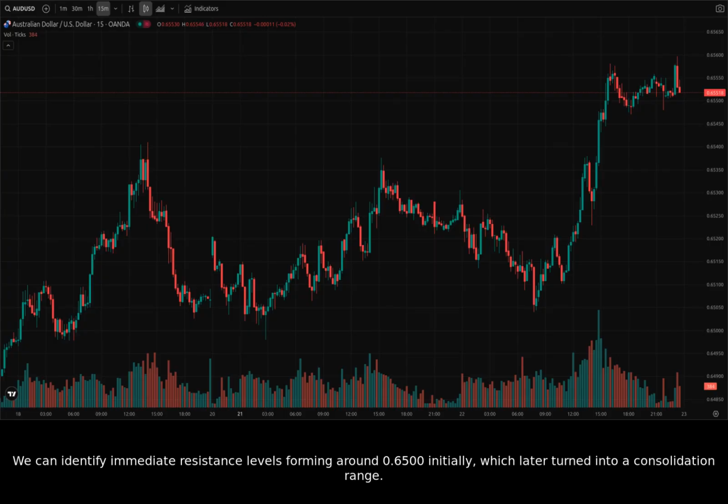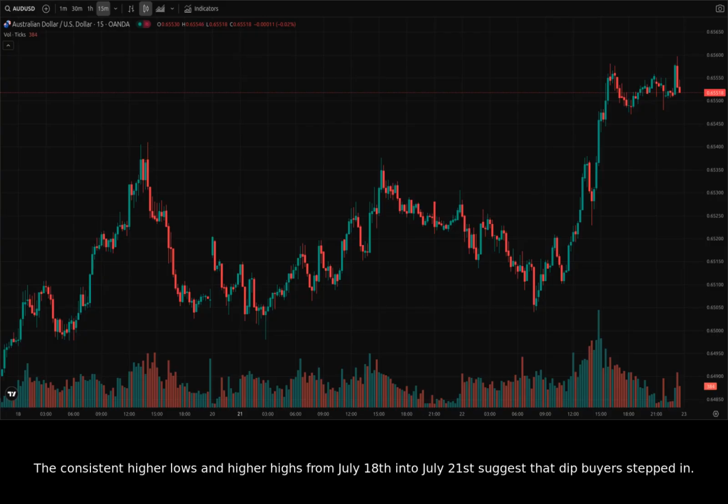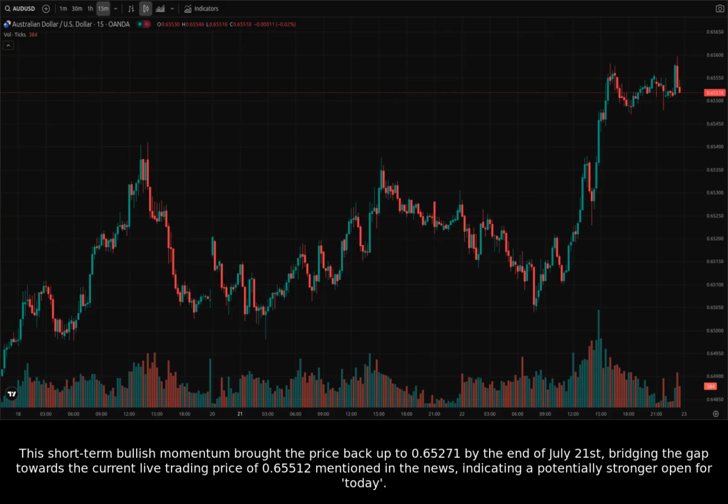We can identify immediate resistance levels forming around 0.6500 initially, which later turned into a consolidation range. The consistent higher lows and higher highs from July 18th into July 21st suggest that dip buyers stepped in. This short-term bullish momentum brought the price back up to 0.65271 by the end of July 21st, bridging the gap towards the current live trading price of 0.65512 mentioned in the news, indicating a potentially stronger open for today.